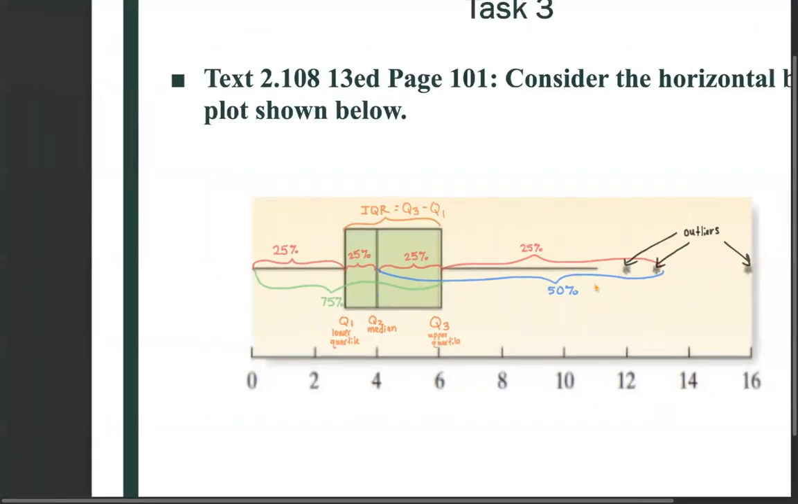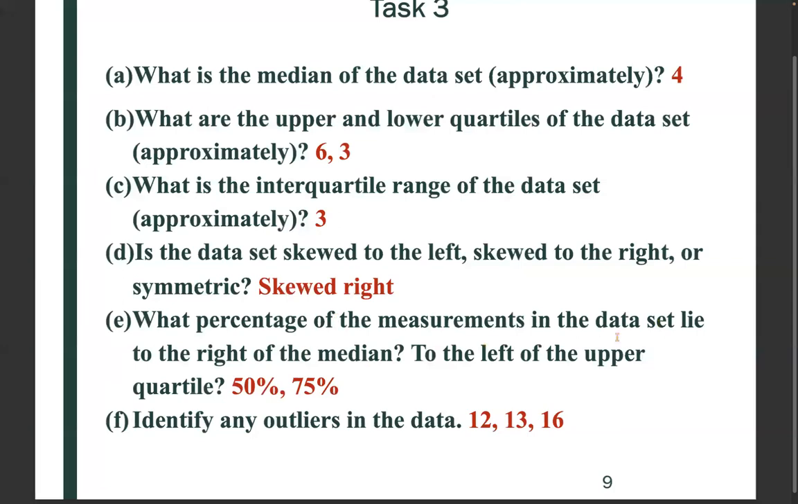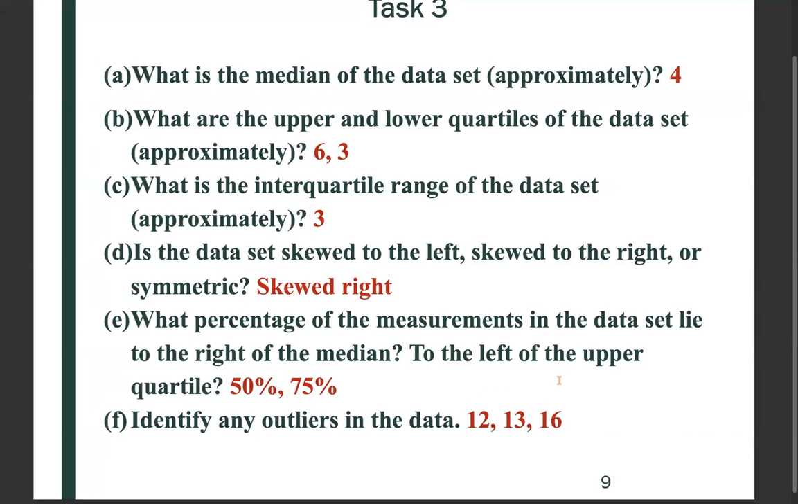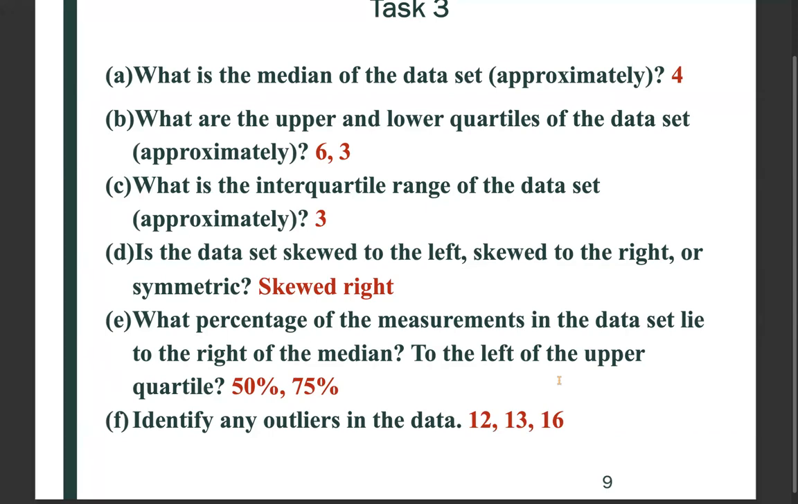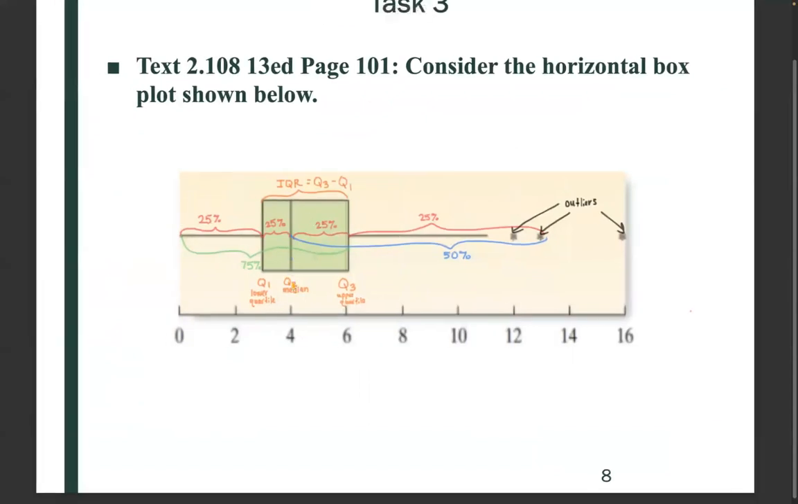The next question asks, what percentage of the measurements in the data set lie to the right of the median and to the left of the upper quartile? So first, let's look to the right of the median. Here's the median. We have 50% of the data that lies to the right of the median. Or you can look at it as 25% between the median and the upper quartile, and then another 25% from the upper quartile to the last outlier. And like I said, this 25% should go all the way to 16, and this 50% should also go all the way to 16.